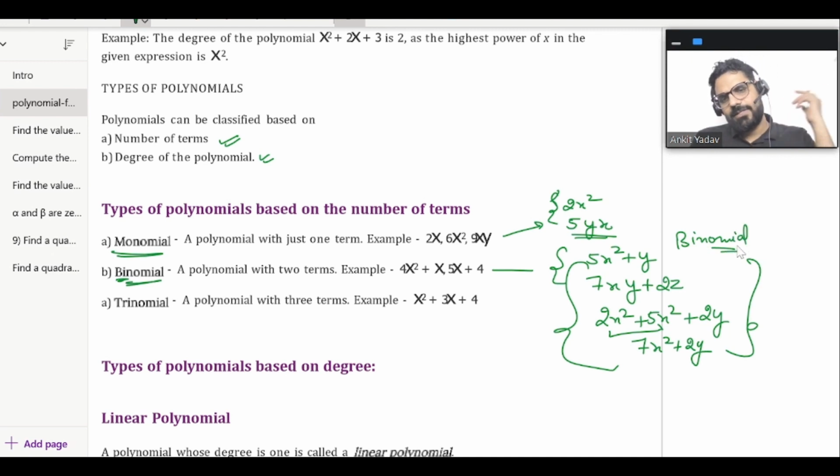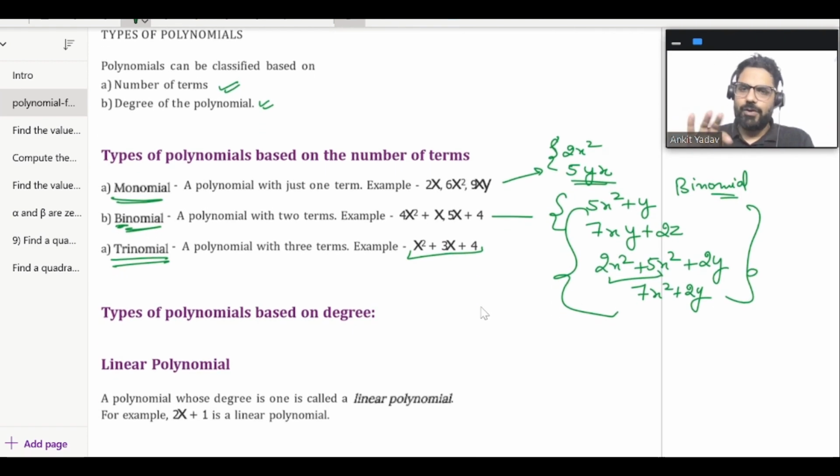Now, as the name says, trinomial means there must be three terms, like it is already given, x^3 + 3x + 4, because it has three terms and the terms are separated by positive or negative signs. So it is known as a trinomial. Fine or not? Correct. In the same way, we can go for more terms, and then different names come after it, that is tetranomial, pentanomial, and so on. Correct?